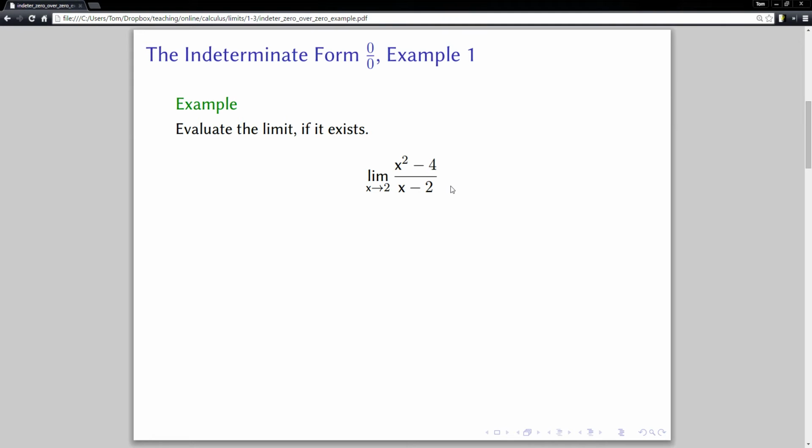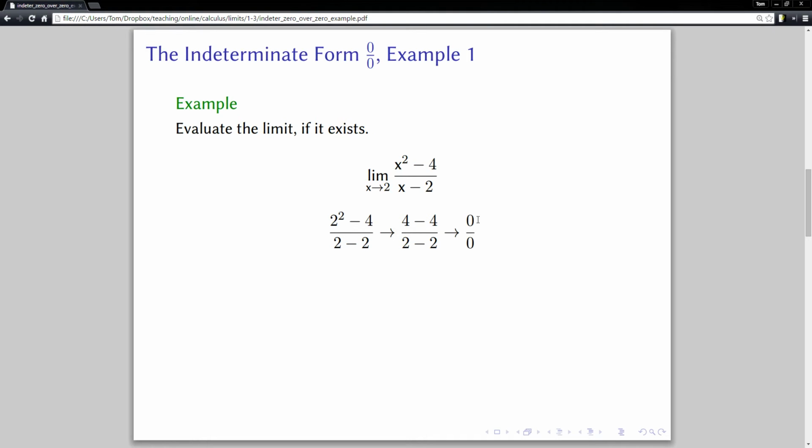So the first thing that you might try is evaluating this function at 2. In other words, substituting in 2 for x and seeing what you get. If I plug the 2 in here, I'd have 2 squared minus 4 over 2 minus 2. 2 squared is equal to 4. So on top I have 4 minus 4, and on the bottom I have 2 minus 2. That's going to wind up to be the form 0 over 0, an indeterminate form. There are many of those.